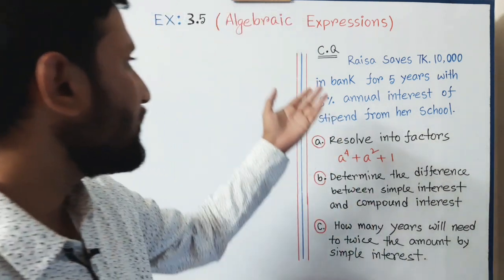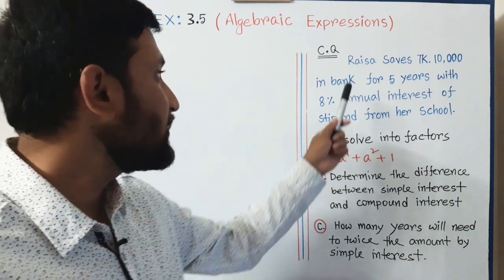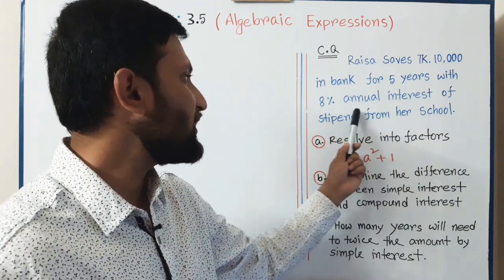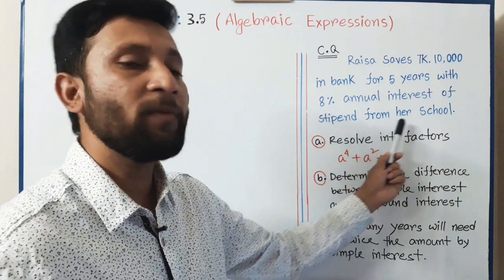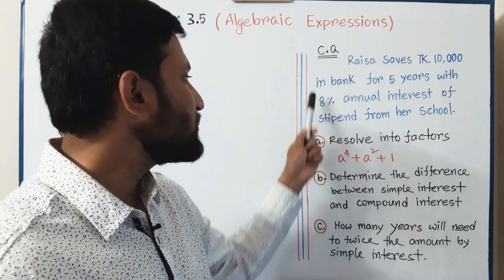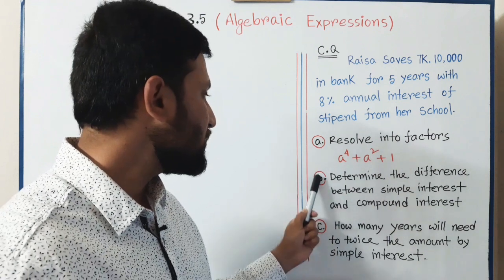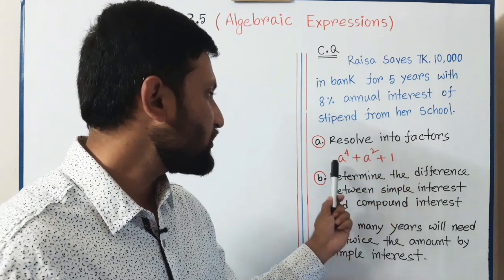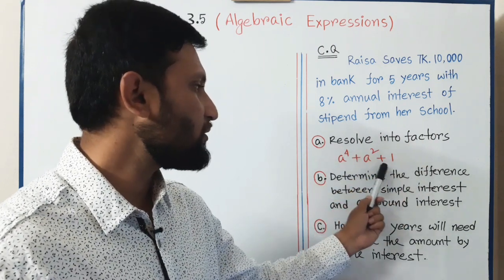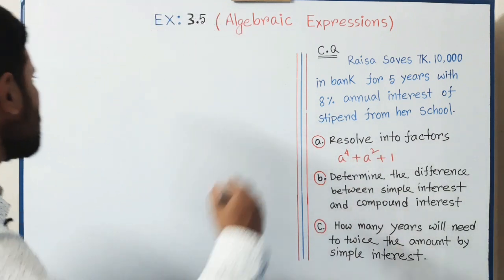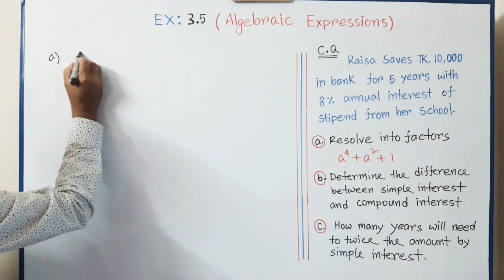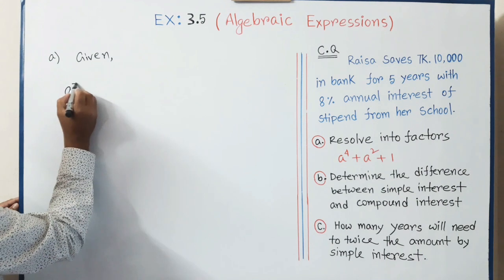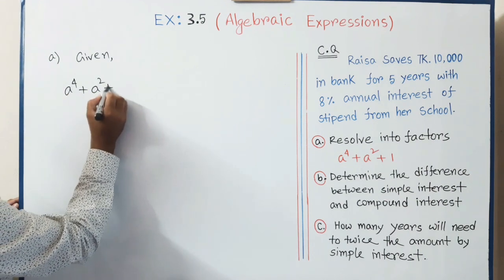Here you can see that I have already written a question. The question is: Raisa saves taka 10,000 in a bank for 5 years with 8% annual interest from her school stipend. Using this scheme, we have to solve these 3 questions. Now the first one: resolve into factors the expression a to the power 4 plus a square plus 1. Now follow solution A. At first write down the given expression: a to the power 4 plus a square plus 1.